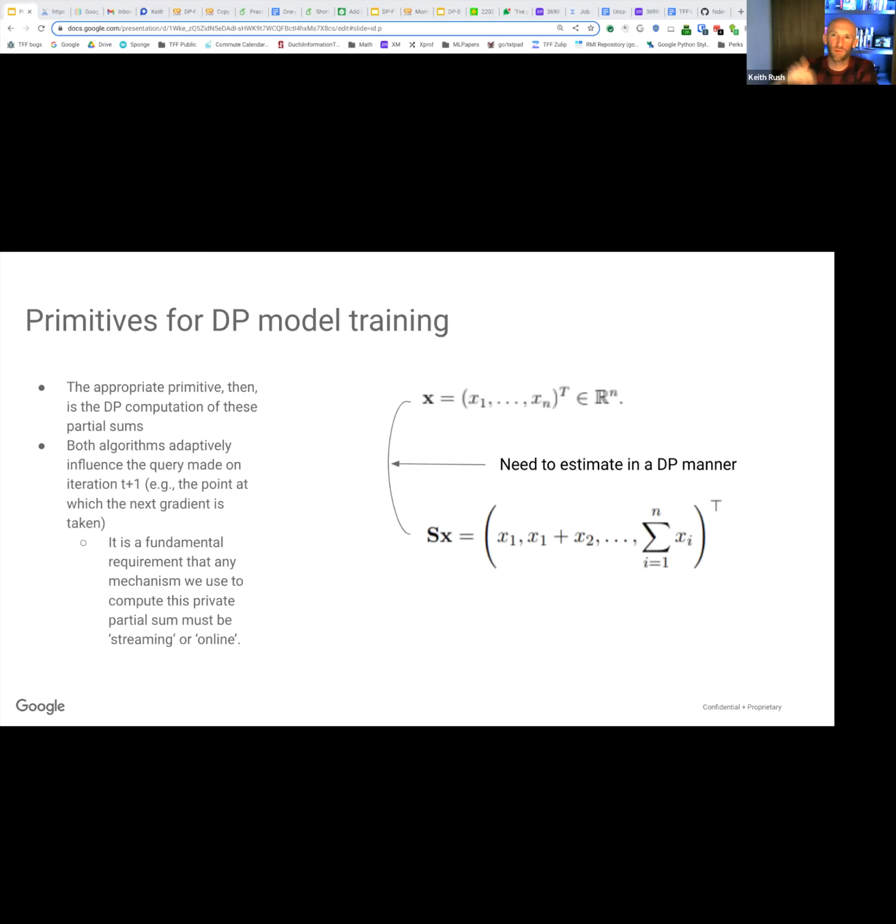Well, the appropriate primitive then is the DP computation of these partial sums. We need to measure the error of the computation of these partial sums. That's the thing that really matters. And an important point to highlight here is that each of these model training algorithms, and I think anything that has a shot to train a machine learning model in the modern setting, is going to be adaptive. It's going to have some kind of adaptive streaming property, so that the state at time t is going to influence the query made at time t plus 1. So this is the fundamental streaming or online requirement that we have to work under to make our mechanism make any sense for this setting. So that's where we go back to that focus. We want to design some core mechanism that can apply in all these settings, and this is something that we really need to make that work.